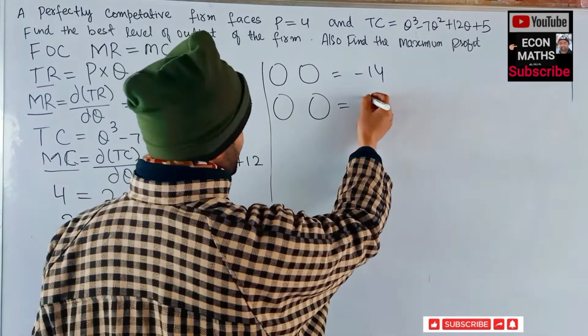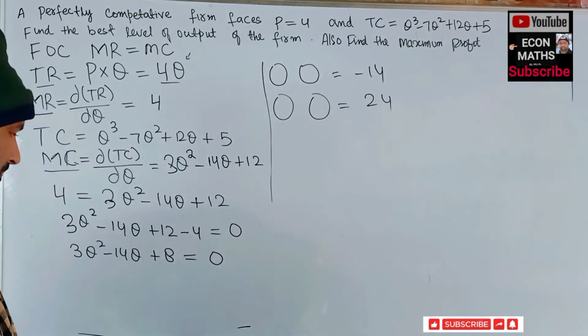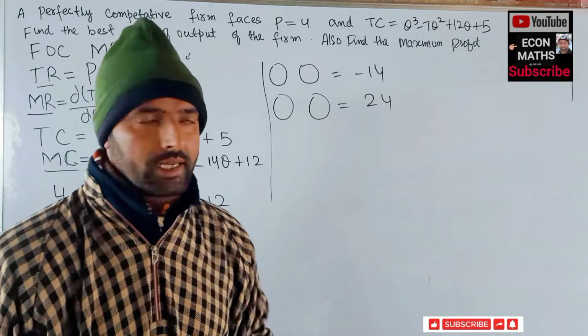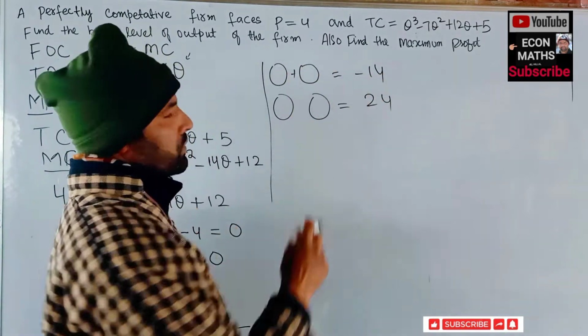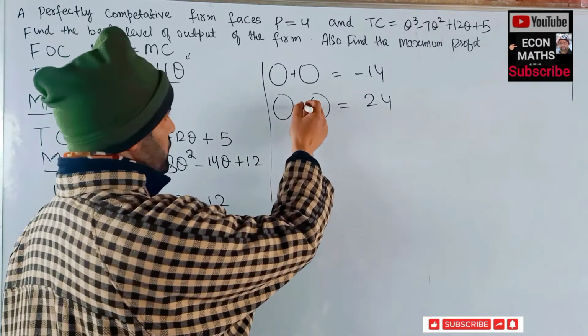This is the factorization principle. I guess you people know it very well. Now we have to put two numbers in such a way that the sum of the two numbers should be equal to minus 14 and the product of the same numbers should be equal to 24.